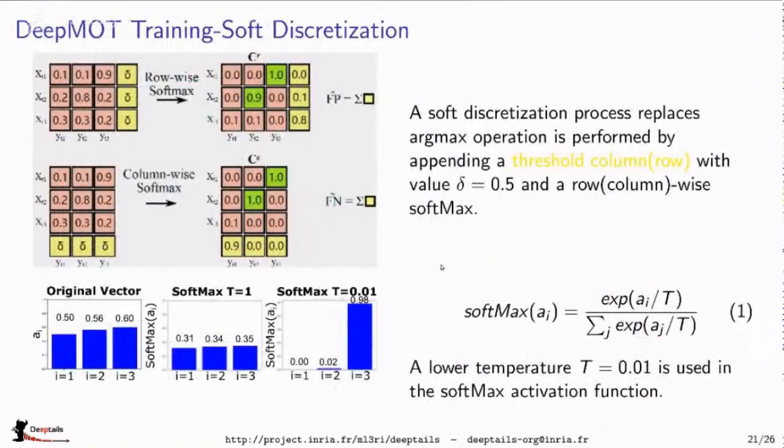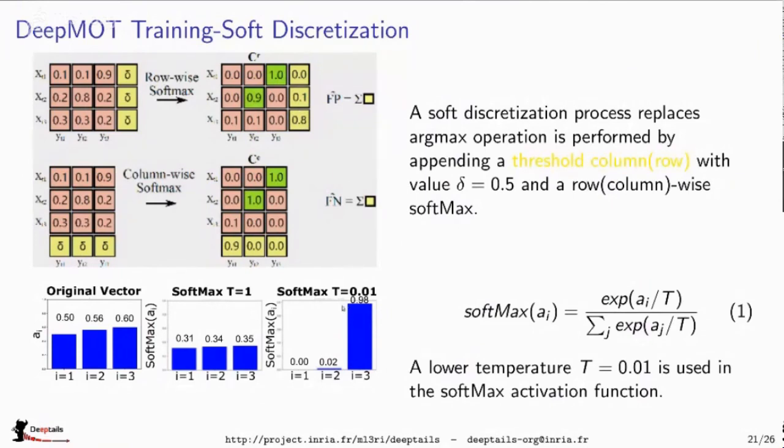Okay, from these slides, we are going to talk about the DeepMOT training, which means that we are going to train the DeepMOT object tracker. As Xavier said, we need to approximate the FN and FP counting. So we wish to have a value that is close to 1 in this cell. For example, in this case, there is a FP. We want to have a value that is close to 1 in this cell.